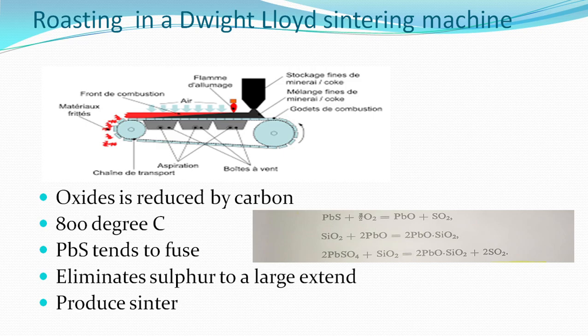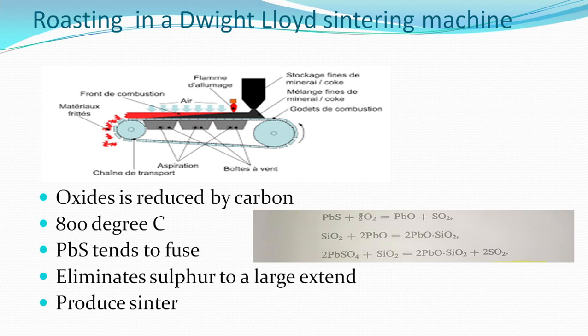As a result, the temperature increases to 800 degrees Celsius, and the oxide is reduced by carbon, and PbS, or lead sulfide, is fused. A large amount of sulfur is removed in this process, and at last sinter is produced.